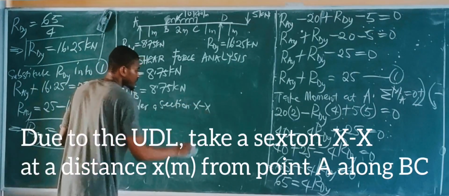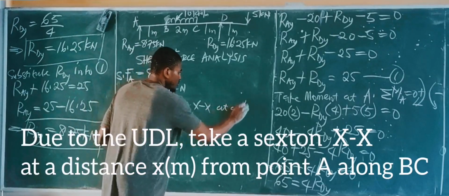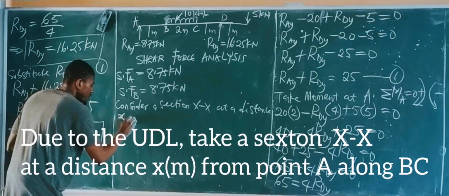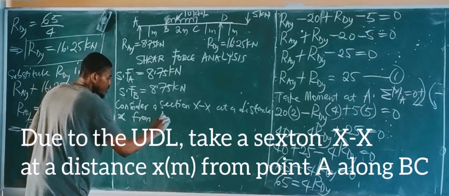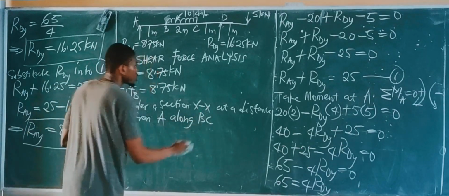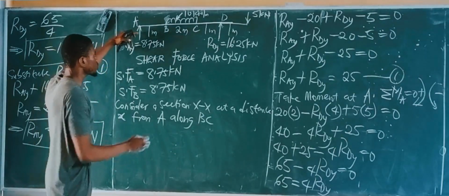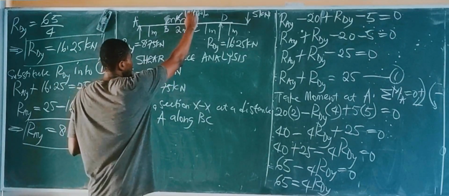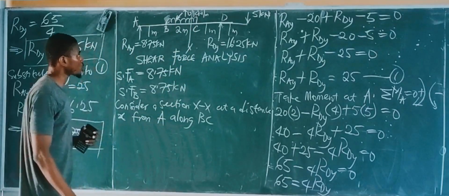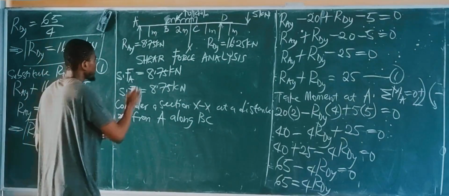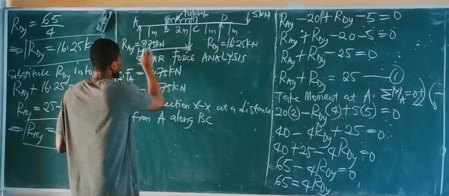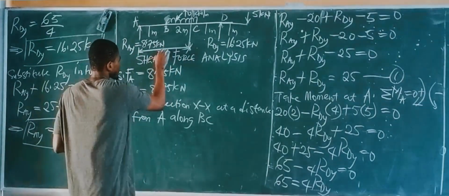Let's call it x, at a distance x from A along BC. So the section is actually measured from point A. So section somewhere along BC. Okay, this is section XX. So we section somewhere between B and C, and we're simply saying let the distance from point A to the point of section be X. So let the distance from point A to this point of section be X.